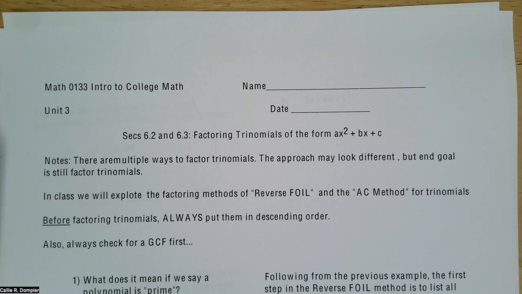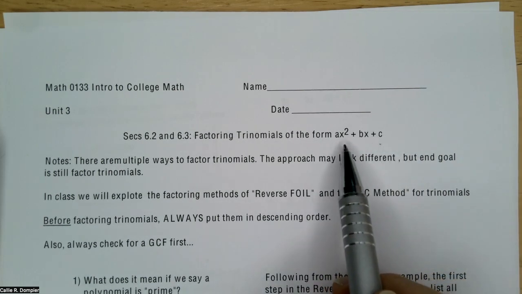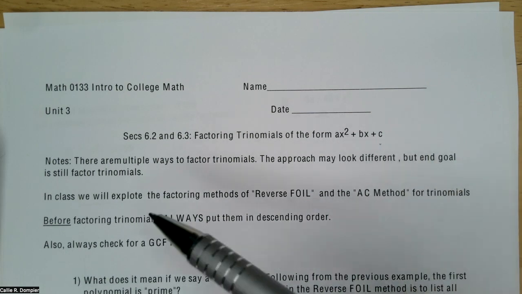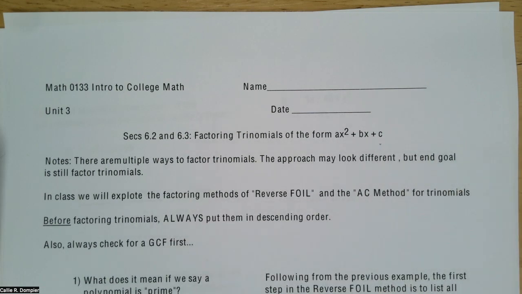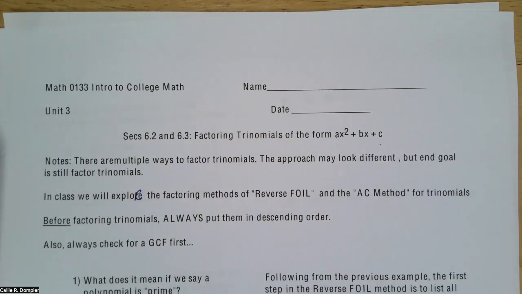All right, so it says that there are multiple ways to factor trinomials. Trinomials just means we have three terms, right? We can't combine any of them because they are unlike. The approach may look different, but the end goal is still to factor trinomials. In class, we will explore the factoring method of reverse FOIL and the AC method for trinomials.